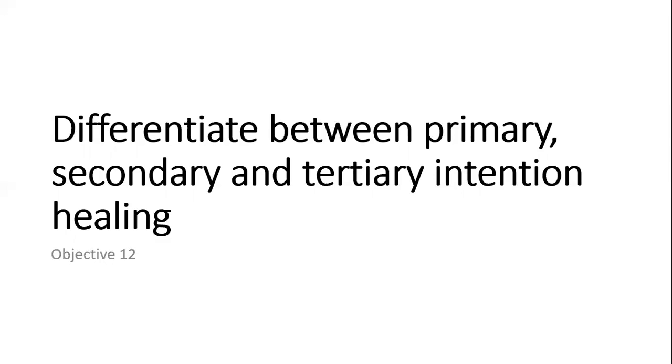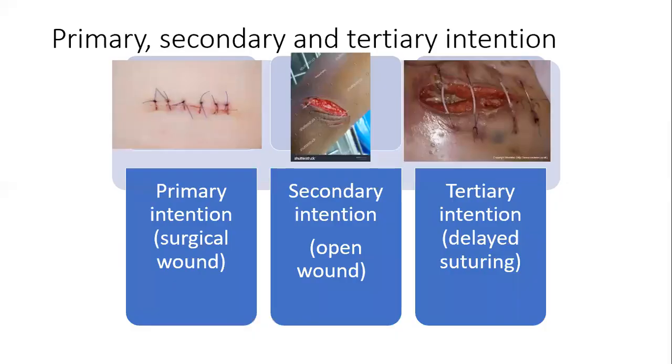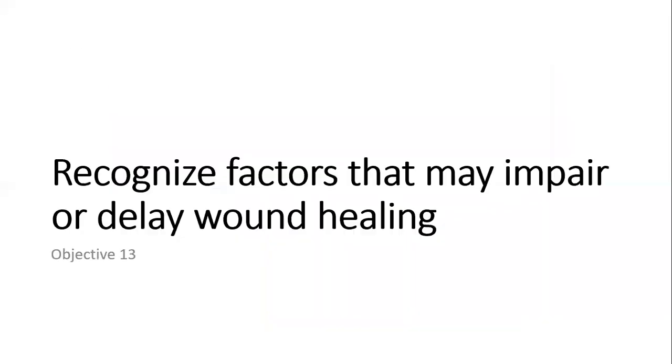So now, primary, secondary, and tertiary intention healing. It's a way of describing how a wound is healing. Primary intention is like a surgical wound where the wound edges are approximated and there's a wound closure. Secondary intention is an open wound, so the wound is filling in from inside, from underneath, and then it eventually fills up, and then the epidermis closes over. Tertiary intention is delayed suturing, so that's when the wound is left open, or reopens, and then you close it up after a period of time to finish healing. Sometimes that happens when a wound needs to be debrided, which is where you cut out the dead tissue. So recognizing factors that may impair or delay wound healing.